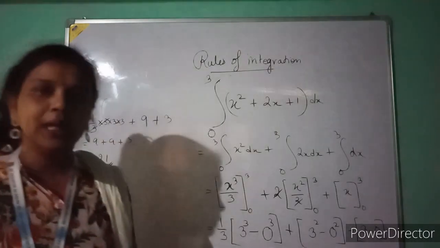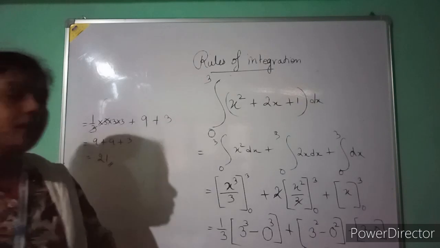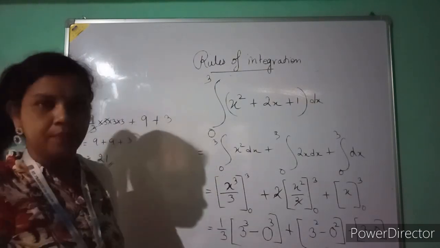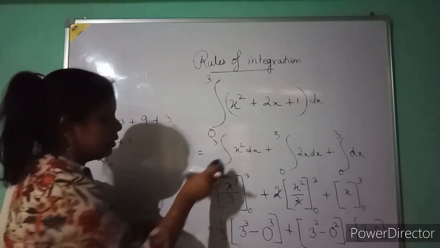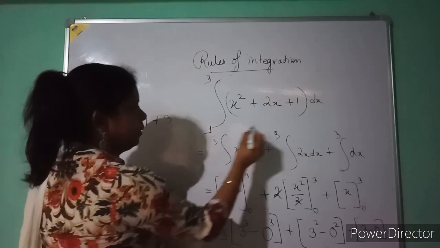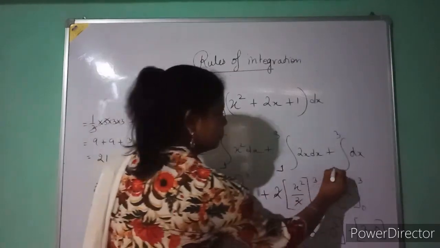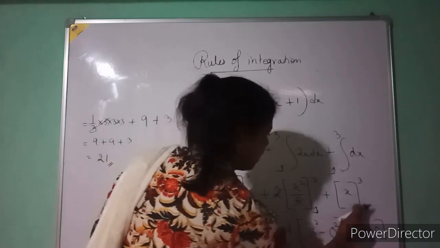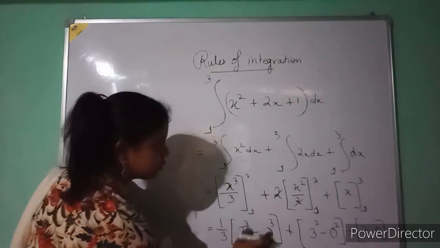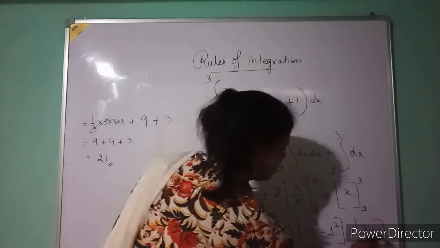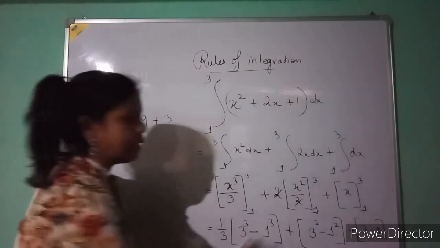And if the upper and lower limits are given, I am not going to get the answer in terms of variables. I will get it in numbers. And suppose instead of 0 I had written 1, then the lower limit becomes 1. This will become 1 cubed, this will become 1 squared, and this will become 1. Then you have to do it separately.